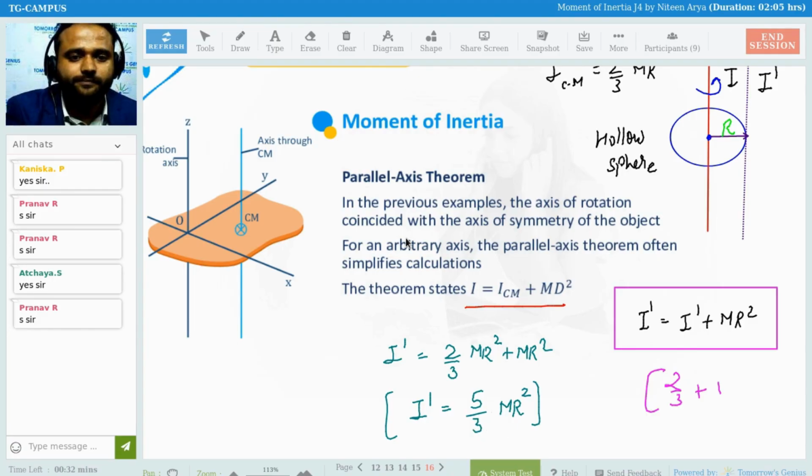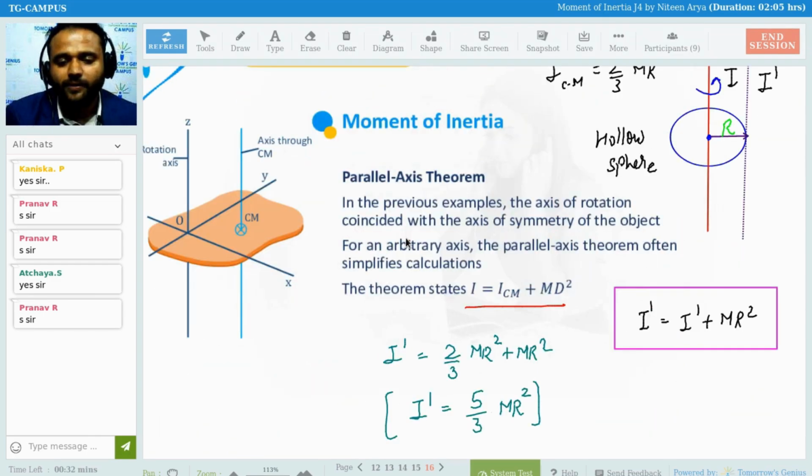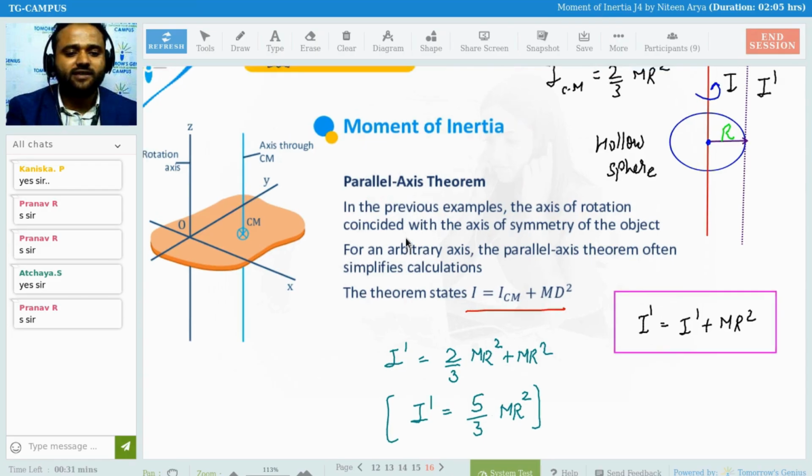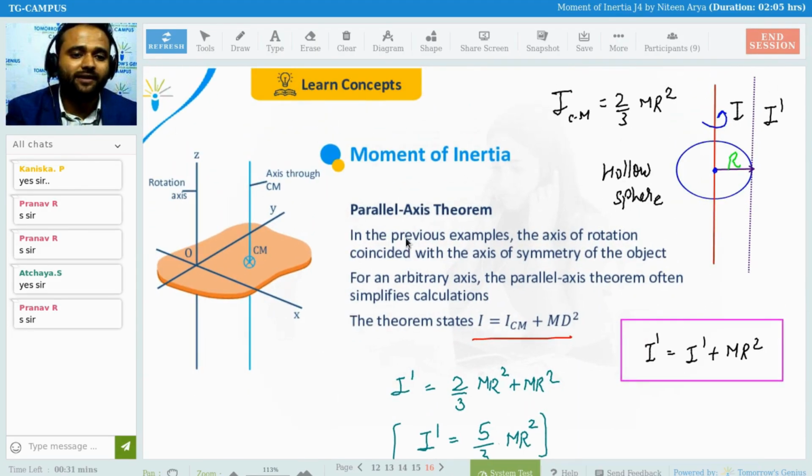Is this clear, everyone? So for a hollow sphere rotating around the center of mass, the moment of inertia is 2/3 mr². And the moment I change the axis, it becomes 5/3 mr², and that is how we can find it.